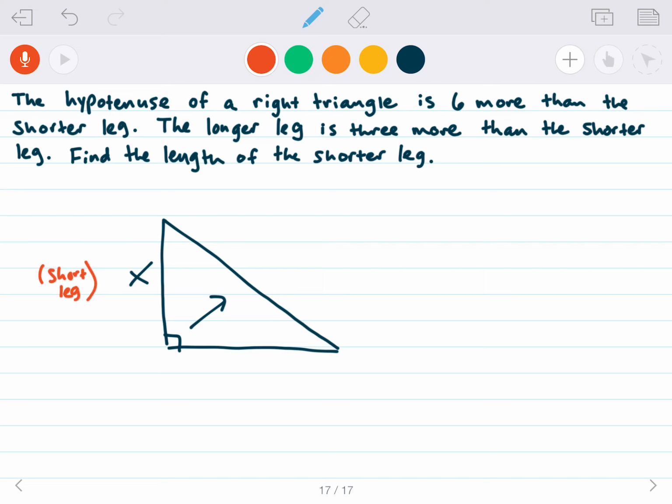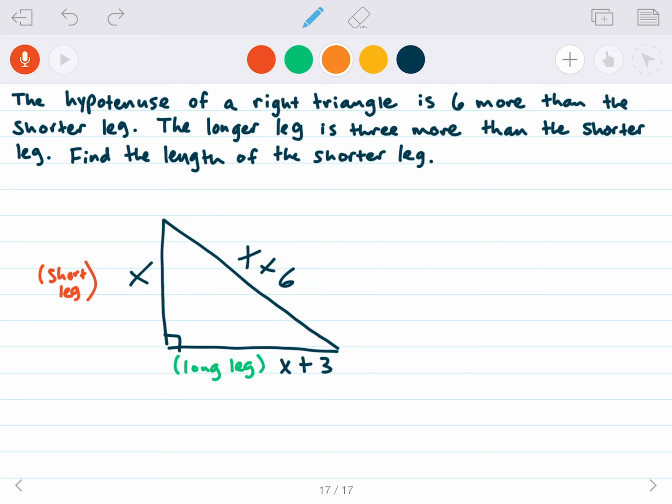And if the hypotenuse is 6 more than the short leg, that means it's just going to be the short leg plus 6. They then tell us the other leg, the long leg, is 3 more than the shorter leg. So if this is the short leg, then this must be the longer leg, and it's going to be the short leg plus 3. And what we want to figure out is the length of the shorter leg, or what is x basically, is what they're asking us to find.